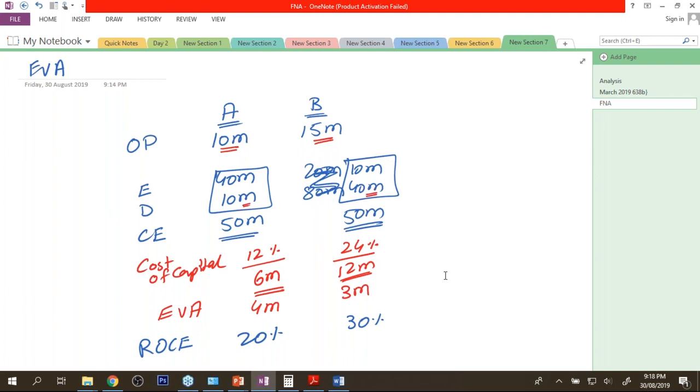So comparatively, we're going to say that company A's performance is better in terms of adding value to the shareholders' wealth. Company A is generating more value for the shareholder as compared to company B.